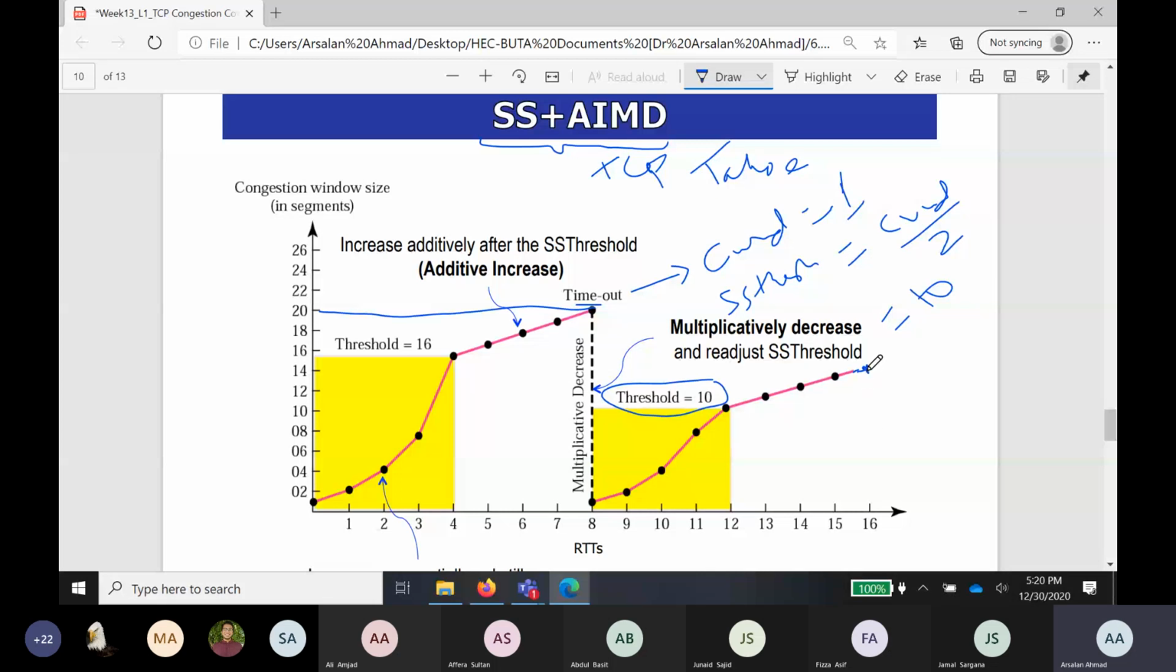What will happen? At this timeout, again C-wind will be set to 1 down over here, and the slow start threshold will be set to C-wind by 2. The value of C-wind is 14 right now. So 14 by 2, it will be 7. And next time when you move from 1 to 2 and then 2 to 4 and then 4 to 7, you will move from 7 onward to linear increase. So at the slow start threshold you leave the exponential increase and move to linear.